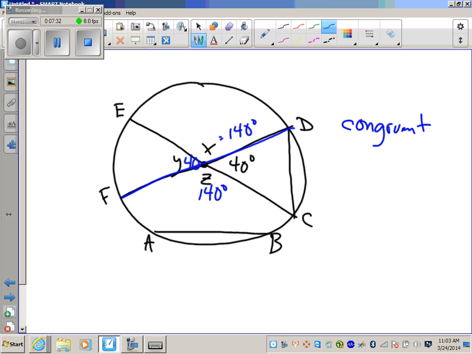Give me a chord that isn't a diameter. AB, and that's a segment, so remember I put a segment bar on the top of it. And DC, CD, same thing. Okay. Now, EC, would that be considered a chord?